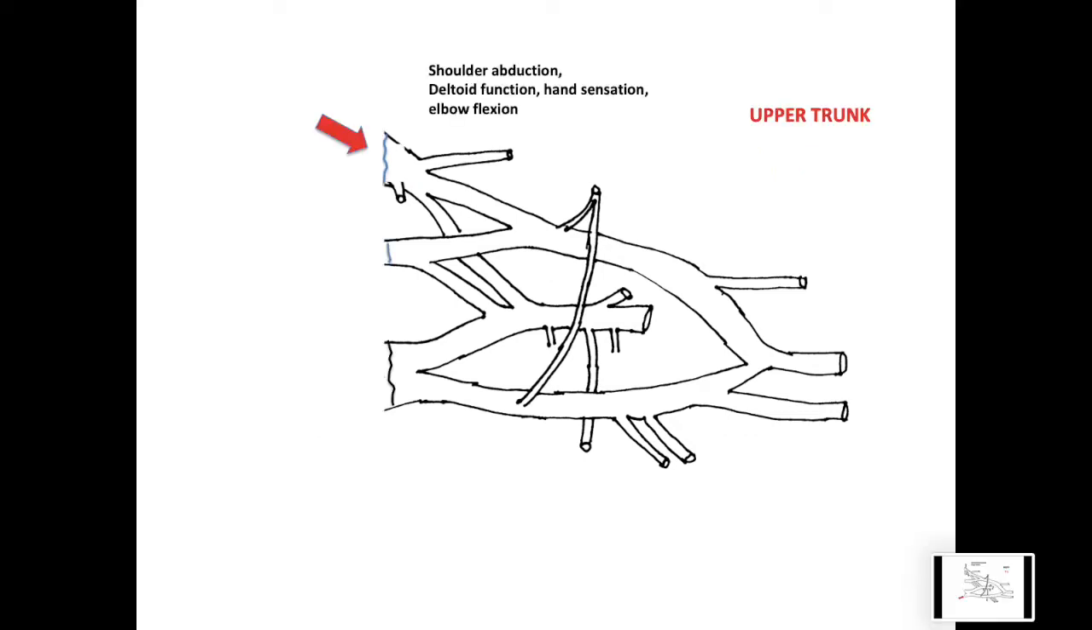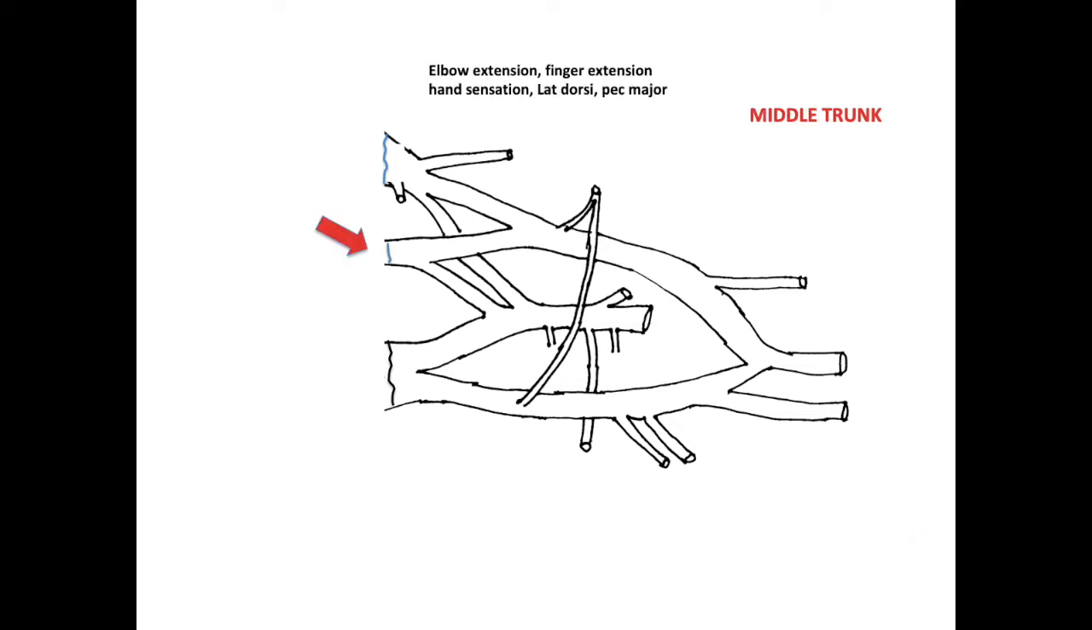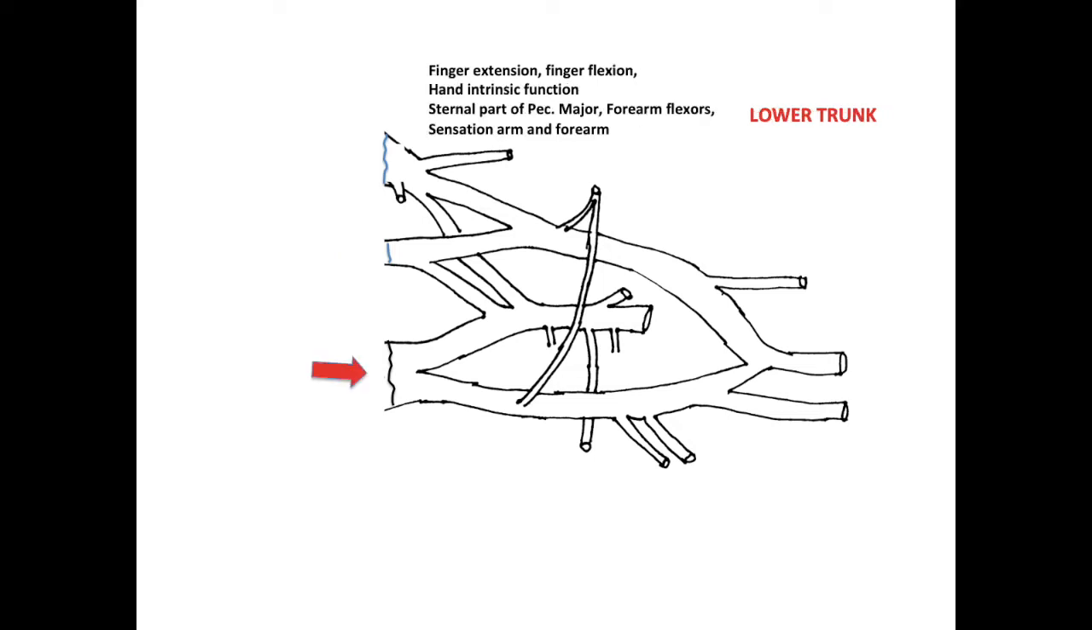Nerve transfer to a slightly more distal target, for instance the upper trunk, will get us shoulder abduction, deltoid function, hand sensation and elbow flexion together. Similarly, nerve transfer to the middle trunk will achieve elbow extension, finger extension, hand sensation and latissimus dorsi along with pectoralis major function. Nerve transfers to the lower trunk will achieve finger extension, finger flexion, hand intrinsic function, sensation on the arm and forearm and also the sternal part of the pectoralis major.